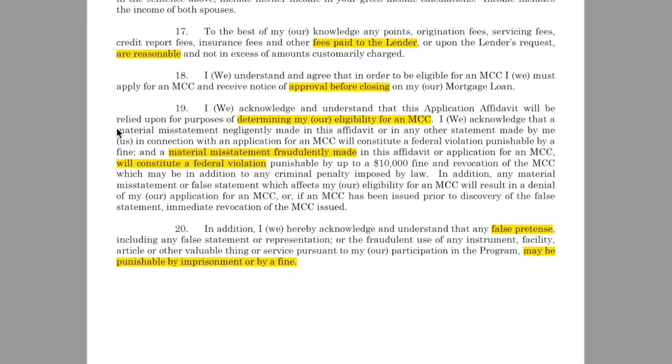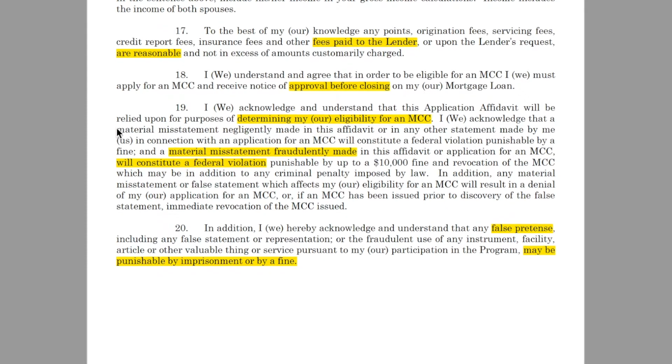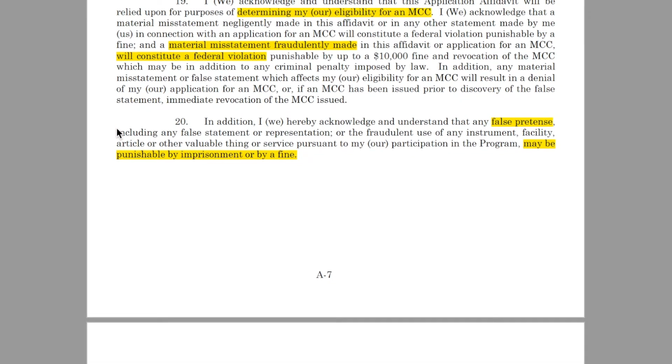Number 17 states that any fees that you're paying to the lender, to the best of your knowledge, are fair and customary. Number 18, that in order to qualify for an MCC, you have to apply and be approved prior to closing on your mortgage loan. Number 19 and number 20 go together.